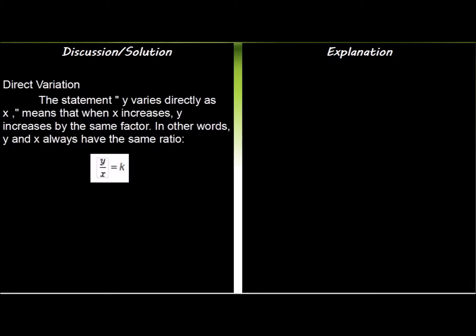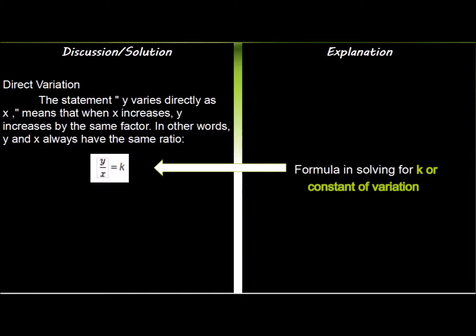From the definition, when we say direct variation, the statement y varies directly as x means that when x increases, y increases by the same factor. In other words, y and x always have the same ratio. We have here y over x, which is equal to k, or k equals y over x. This is the formula in solving for k, or the constant of variation, where k is the constant of variation.